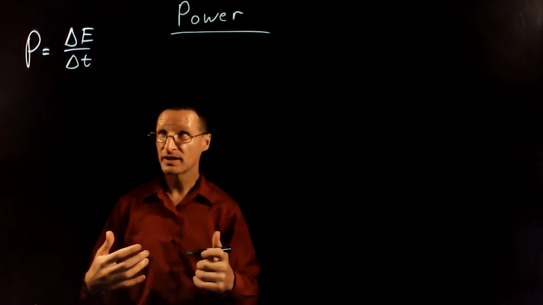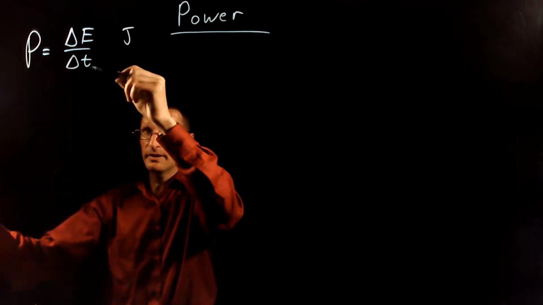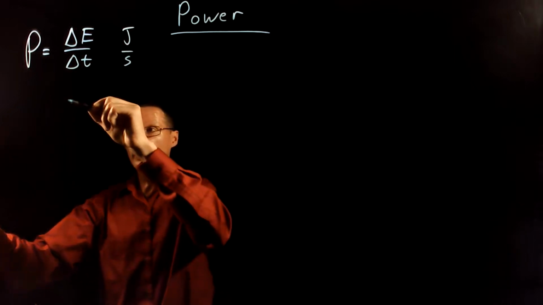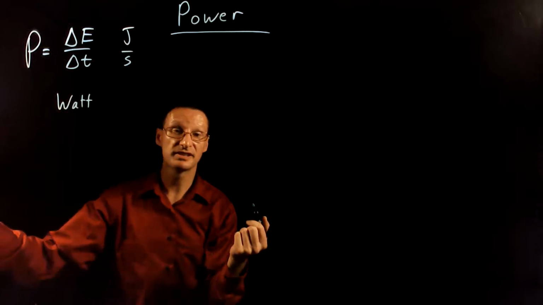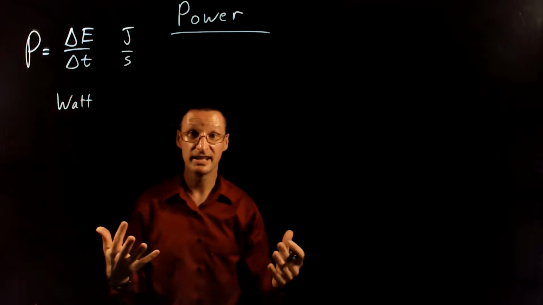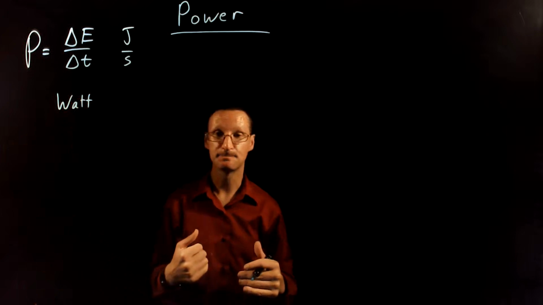Now, if we look at this, energy has units of joules and time has units of seconds. So this is a joule per second. Or we also use the unit watt, which is a joule per second. So you probably encountered watts, at least in terms of everyday appliances. And that is the same watt that we're talking about here.